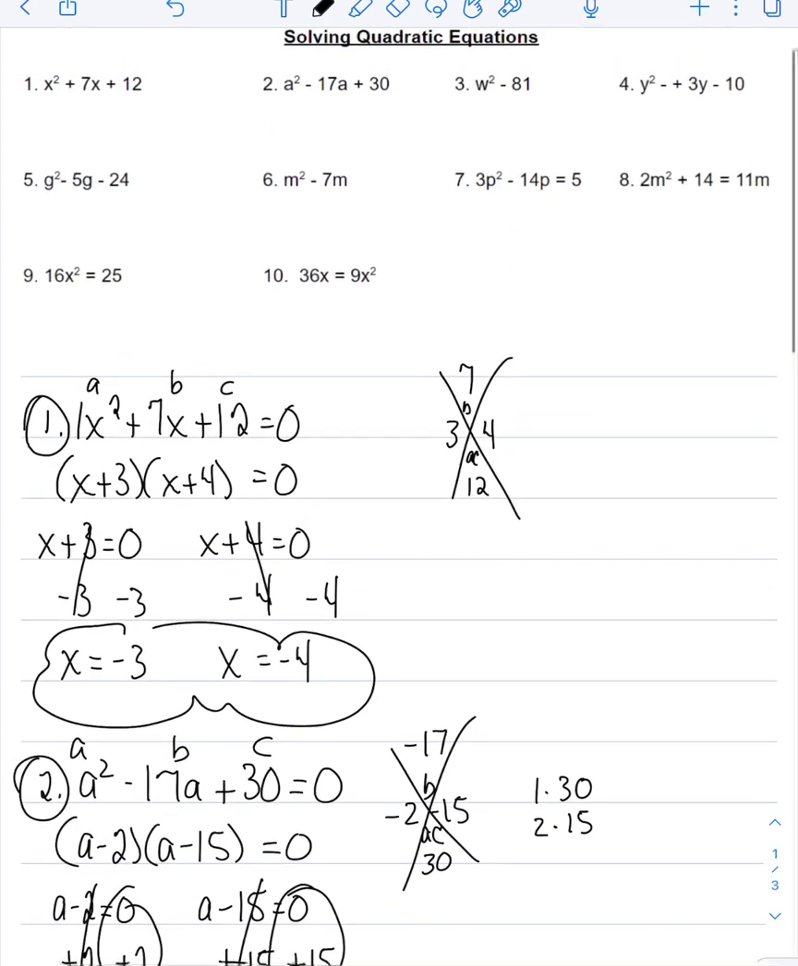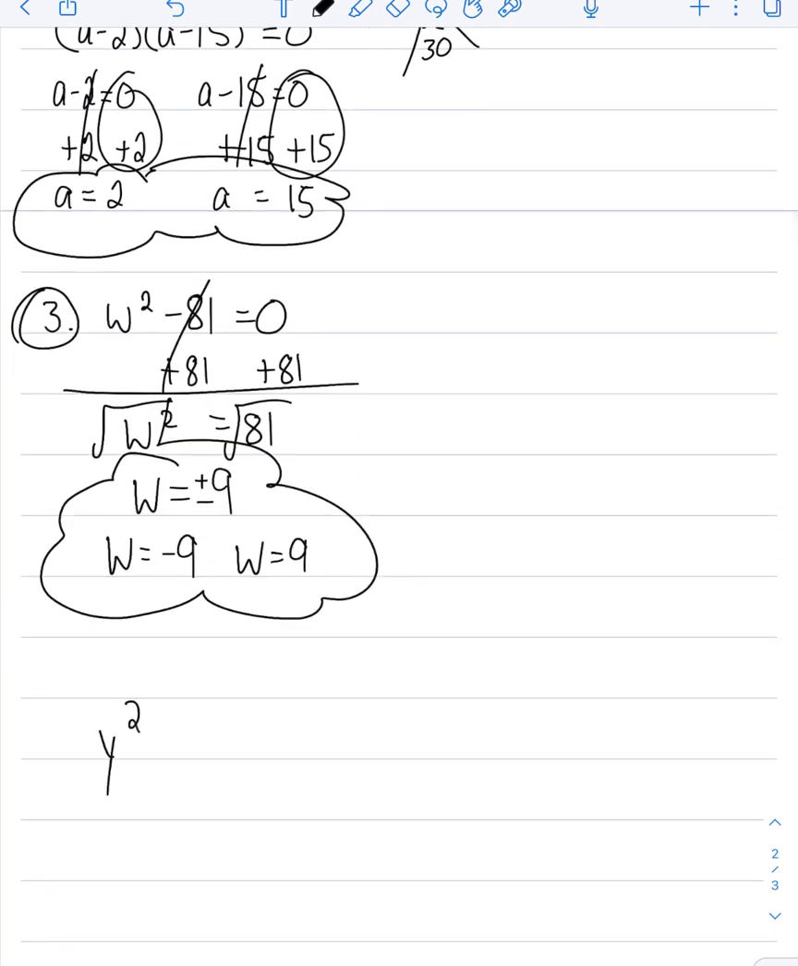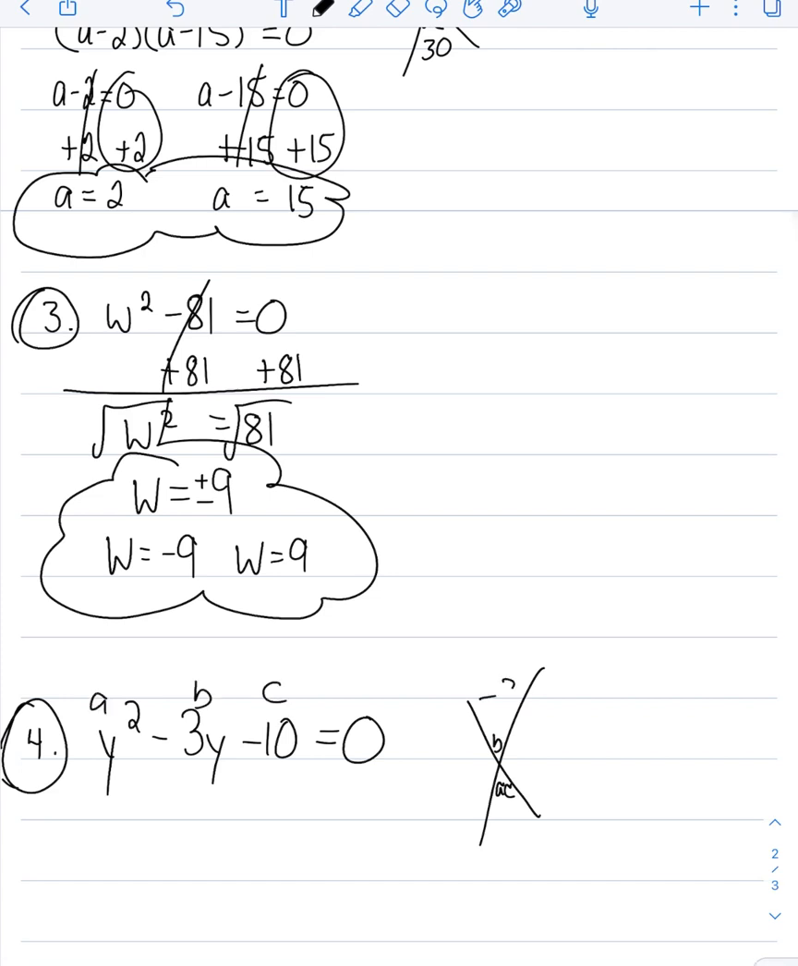Number 4, y squared minus 3y minus 10. Remember, you want to set your equation equal to 0. Since we have a nice trinomial, we're going to use magic X has your back to factor that. A, B, C. B is negative 3. 1 times negative 10 is negative 10. And we can use 1 times 10 or 2 times 5.